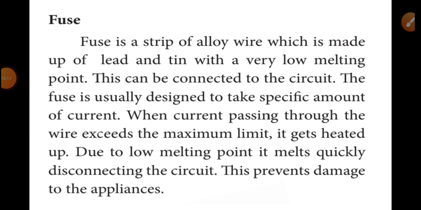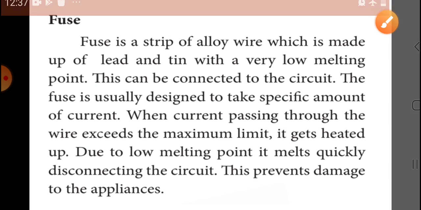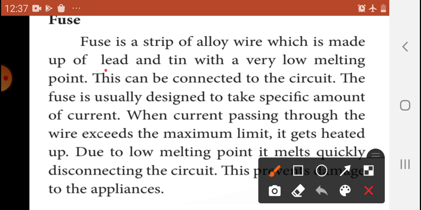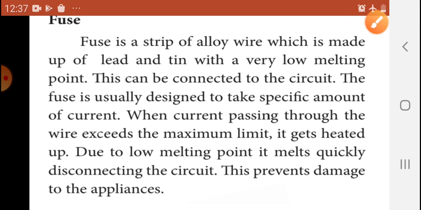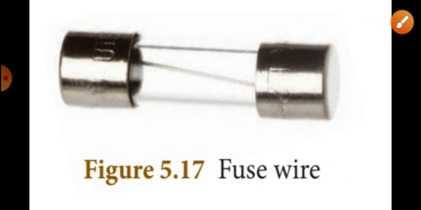Now the fuse is a strip of alloy wire. We can consider that thin alloy wire, which is made of lead and tin with a very low melting point. So that is very important. Here, lead and tin have a very low melting point. This can be connected to the electric circuit. Okay, so this is the fuse wire.